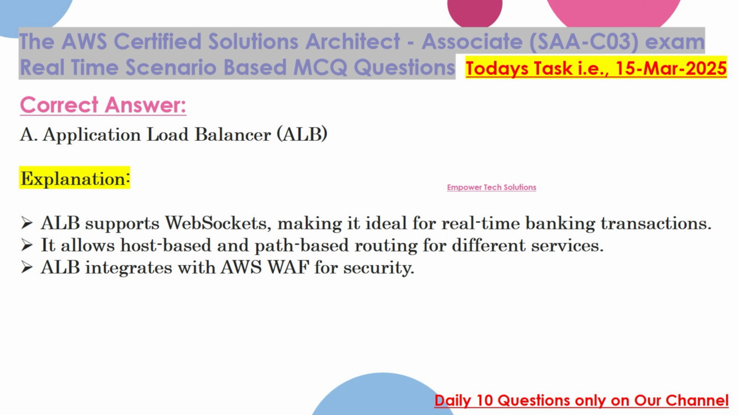Explanation: ALB supports WebSockets, making it ideal for real-time banking transactions. It allows host-based and path-based routing for different services. ALB integrates with AWS WAF for security.